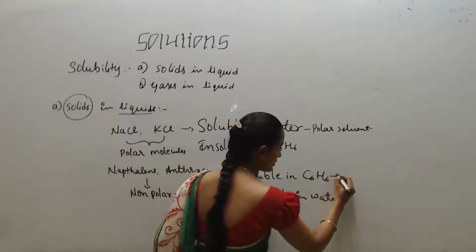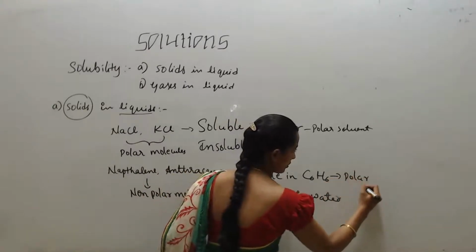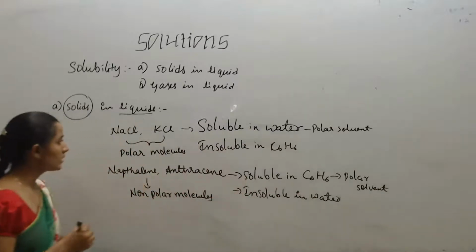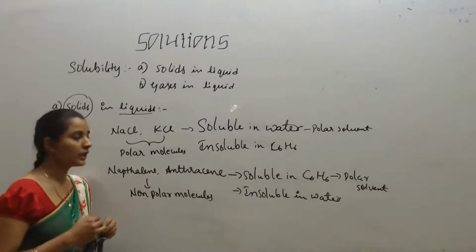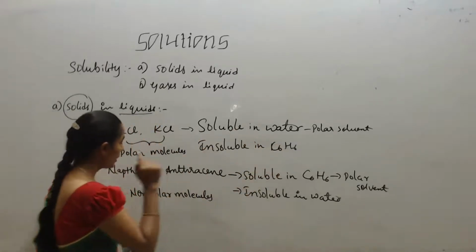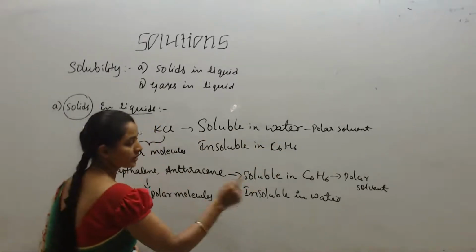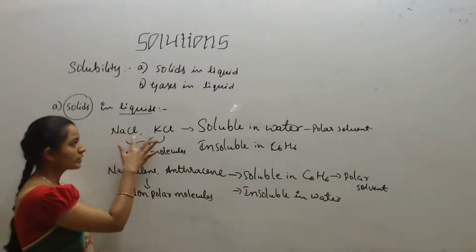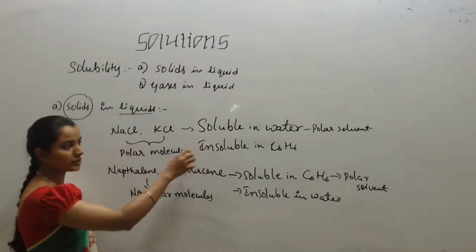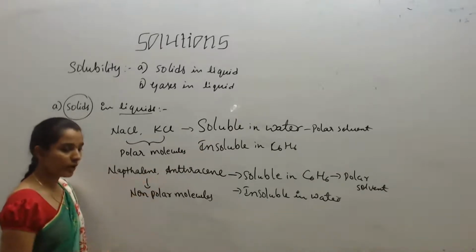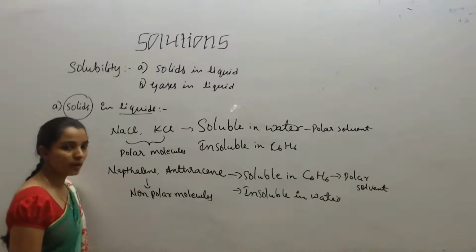This benzene is a polar solvent. Okay, so students, here what it shows clearly: polar molecules dissolve in polar solvents only, and non-polar molecules dissolve in non-polar solvents only. That's why I told you these two are soluble in water but insoluble in benzene. These two are soluble in benzene but insoluble in water because they are non-polar molecules.